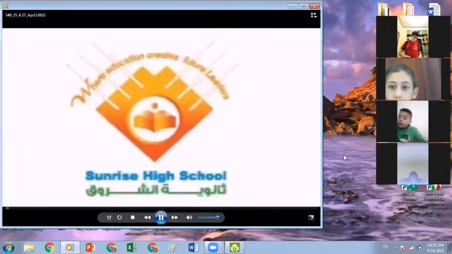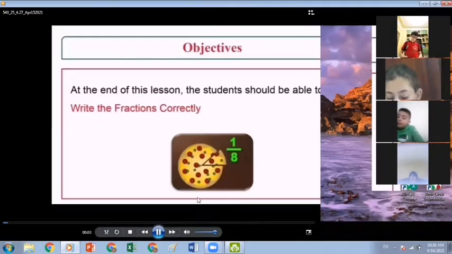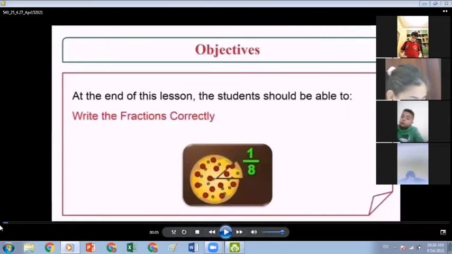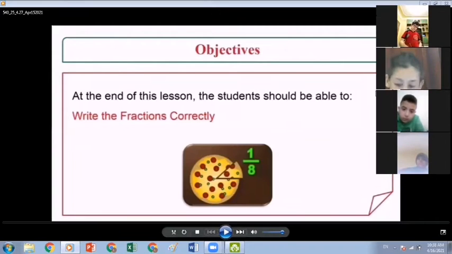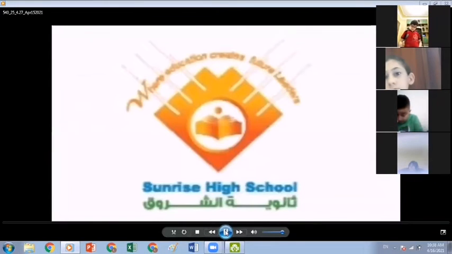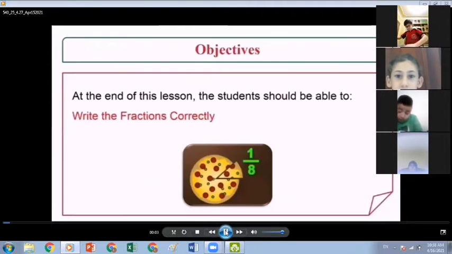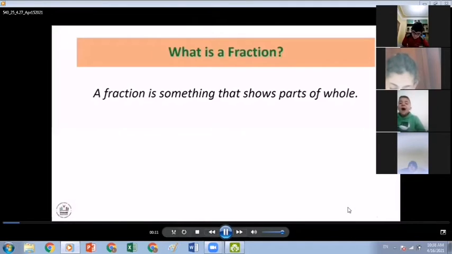Hello fourth graders, the title of our new lesson is Fractions, Unit Fraction. Objectives. The students should be able to write the fractions correctly.